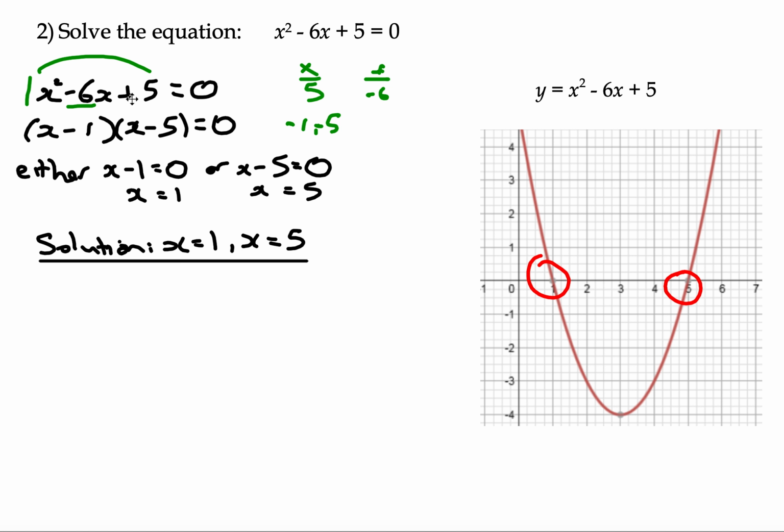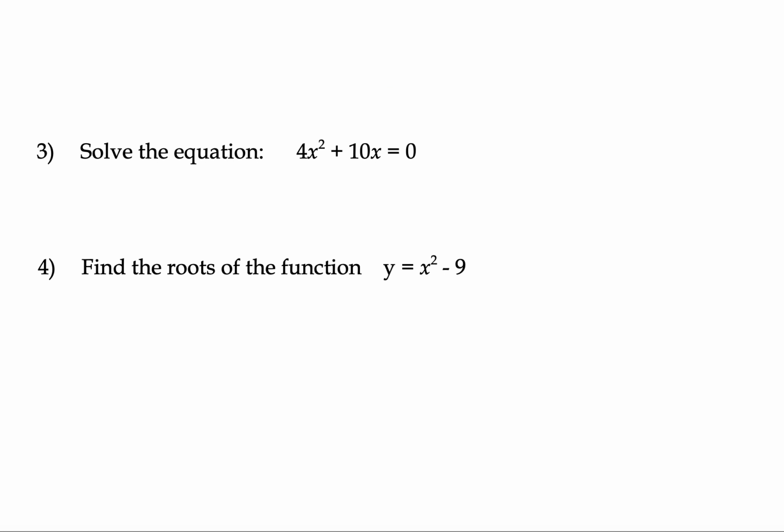So you might want to go and practice that. I've got another couple of examples. If you want to stay with me, then that's great. Let's have a look at these two.